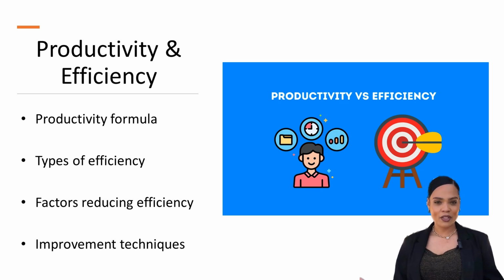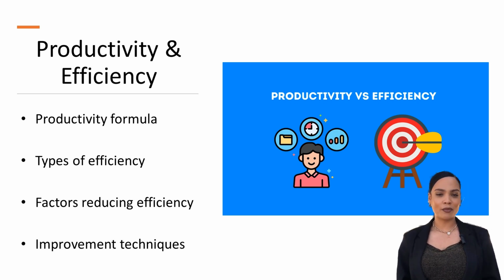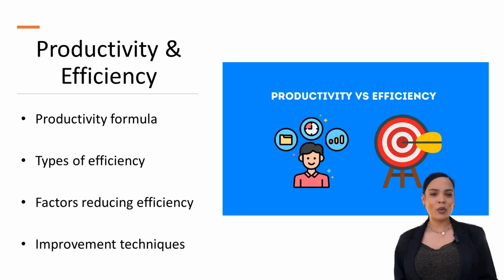2. Types of efficiency. Labor efficiency. Are employees performing at the expected pace? Machine efficiency. Are machines utilized properly with minimal downtime? Material efficiency. Is there excessive scrap, rework, or waste? Time efficiency. Are cycles optimized? Is time being wasted?